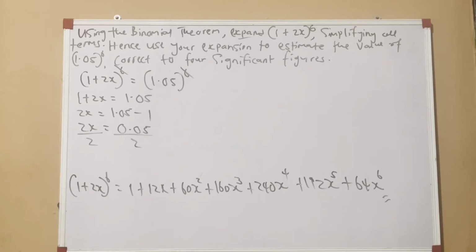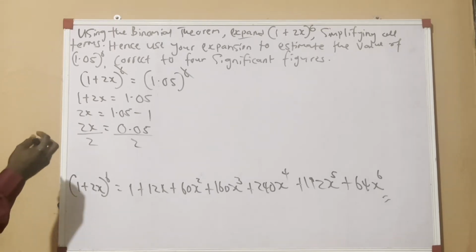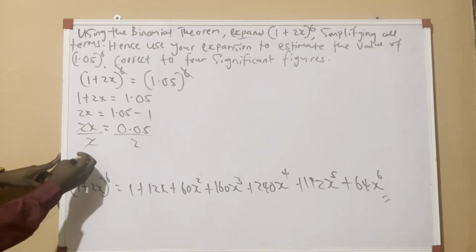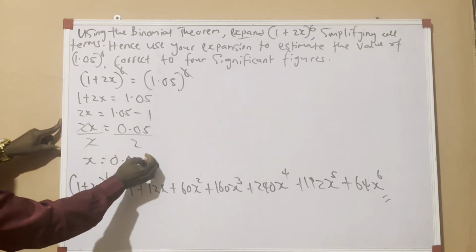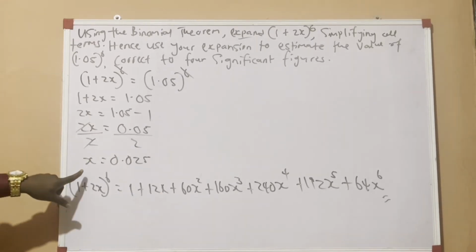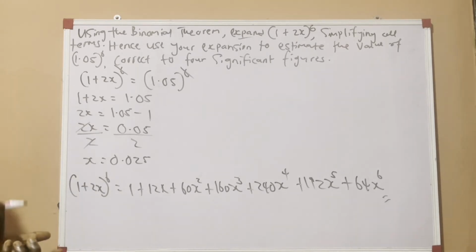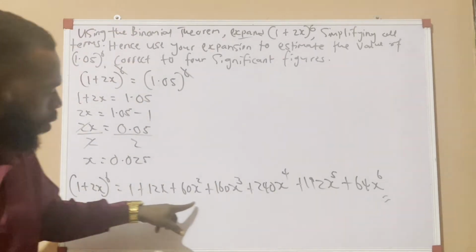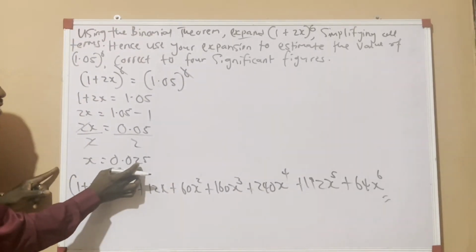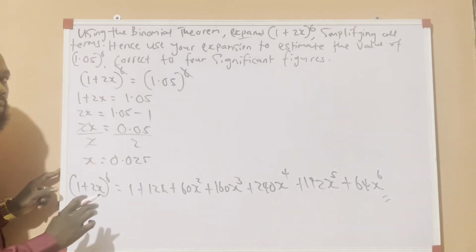If we divide both sides by 2, we are going to get 0.05 divided by 2, which gives us 0.025. So if 2 cancels out 2, we are going to have x is equal to 0.025. Okay, now if x is 0.025, this is what we're going to do. We are going to come back here, and everywhere you see x, you are going to give what? 0.025. Are you with me?